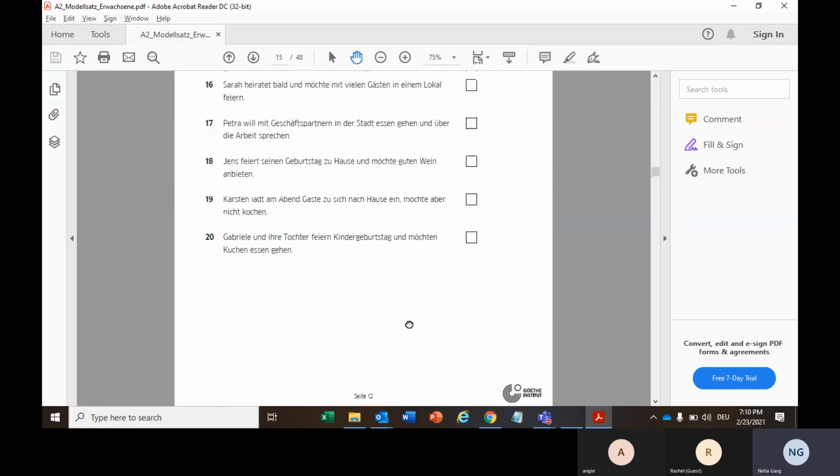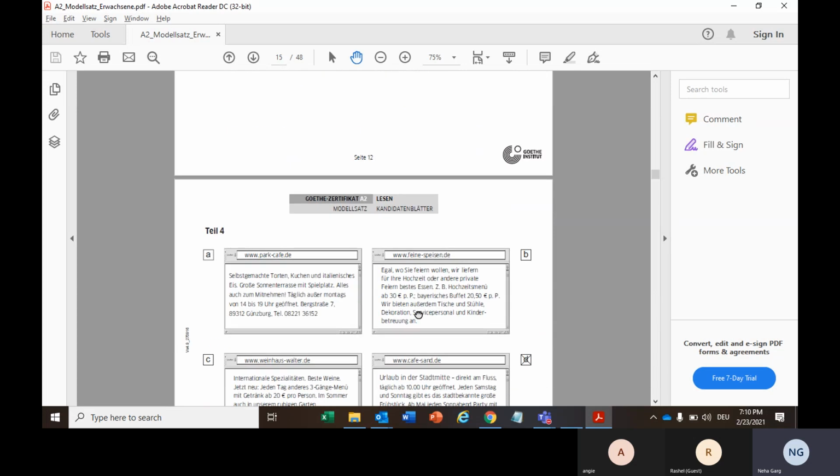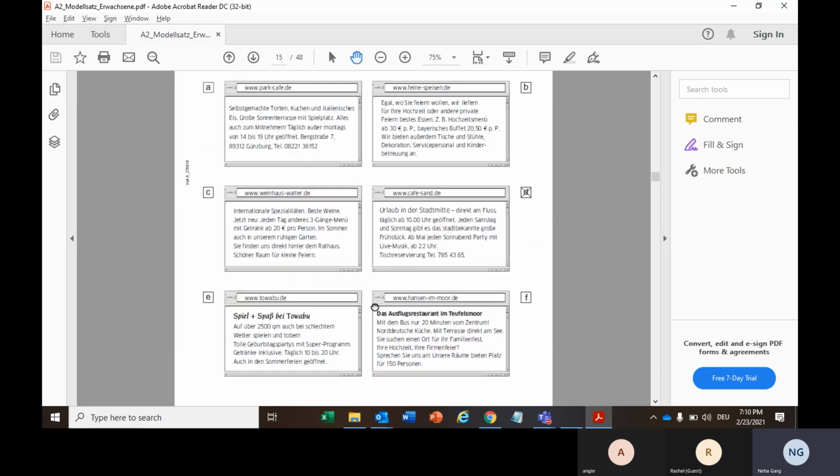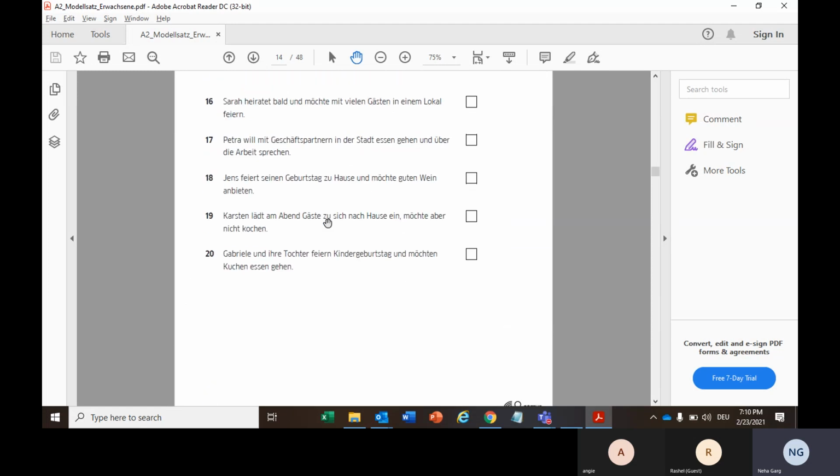So for example, in the first scenario, Sarah heiratet bald und möchte mit vielen Gästen in einem Lokal feiern. So your friend Sarah is getting married soon, and she wants to celebrate in a local place with a lot of guests. So accordingly you have to read all the information and then find out which given information will be suitable as per Sarah's requirements. This is something you have to do in this one.